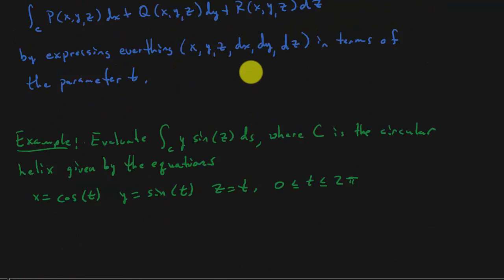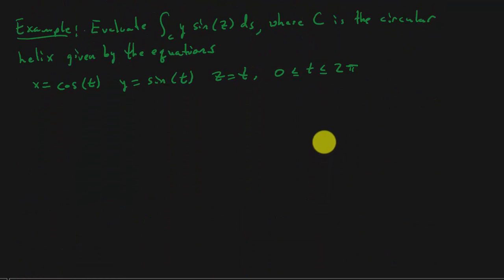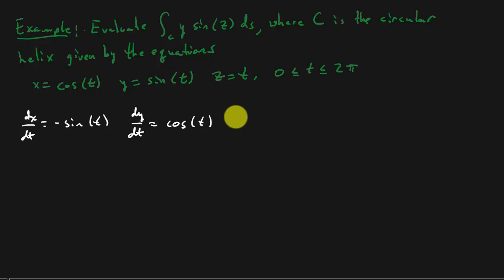All right, so let's look at this. They want us to evaluate this where C is the circular helix given by these equations. So they give us the equations here. They tell us t is going from 0 to 2 pi. So I've got dx/dt equal to negative sine t, dy/dt equal to cosine t, and dz/dt equal to 1.